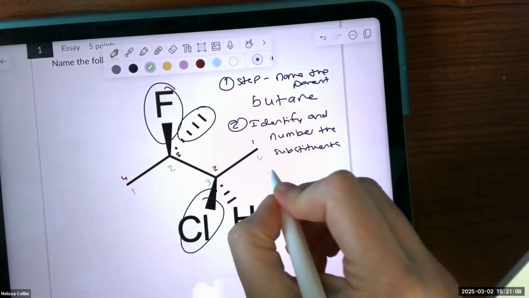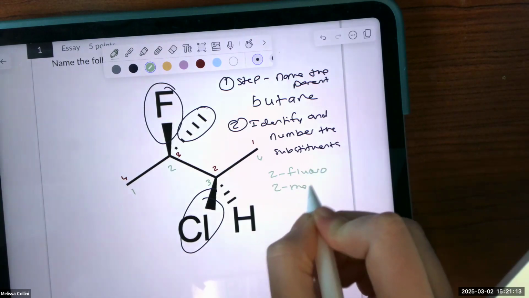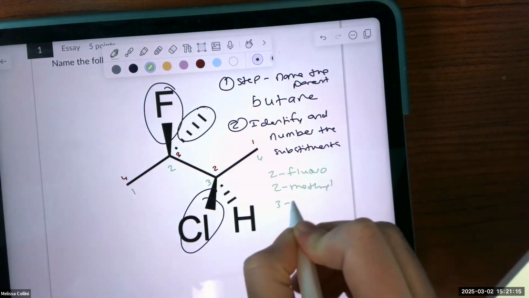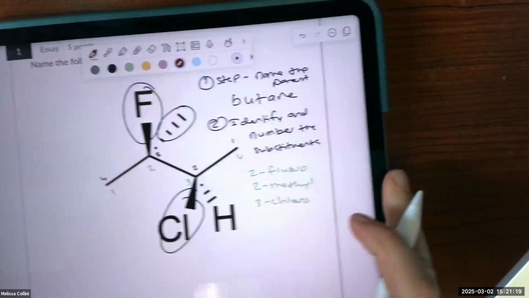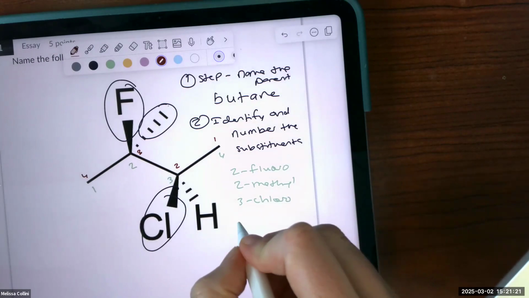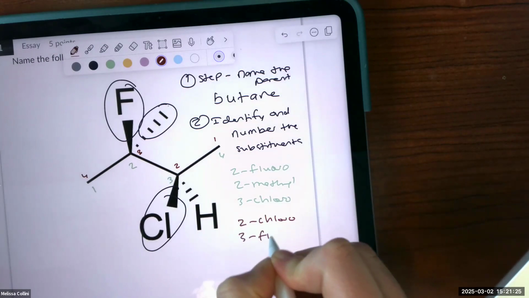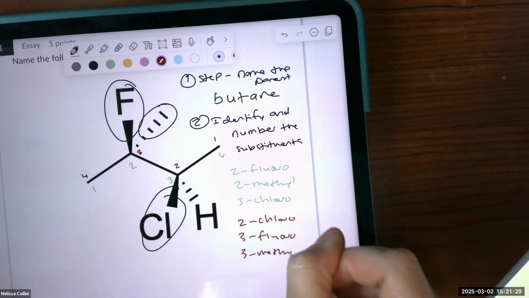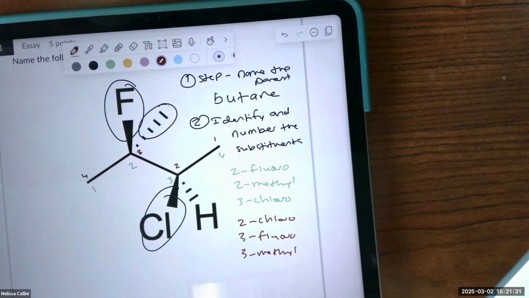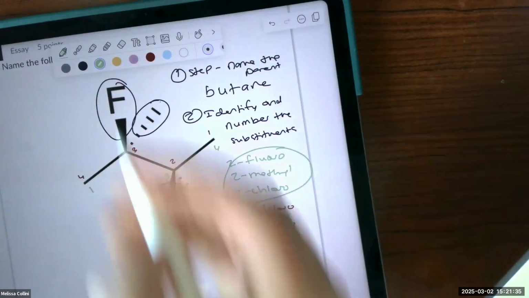So 2-fluoro, 2-methyl, and then 3-chloro if we go with the green numbering system. If we go with the maroon numbering system, these would be 2-chloro, 3-fluoro, 3-methyl. Okay, so between those two, the green one has the lower number, so I would go with that.